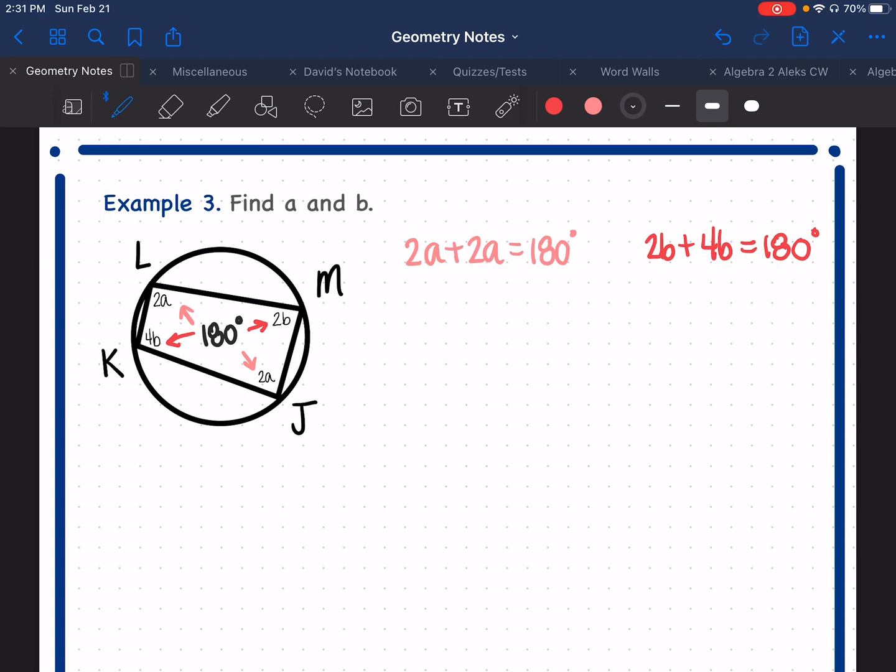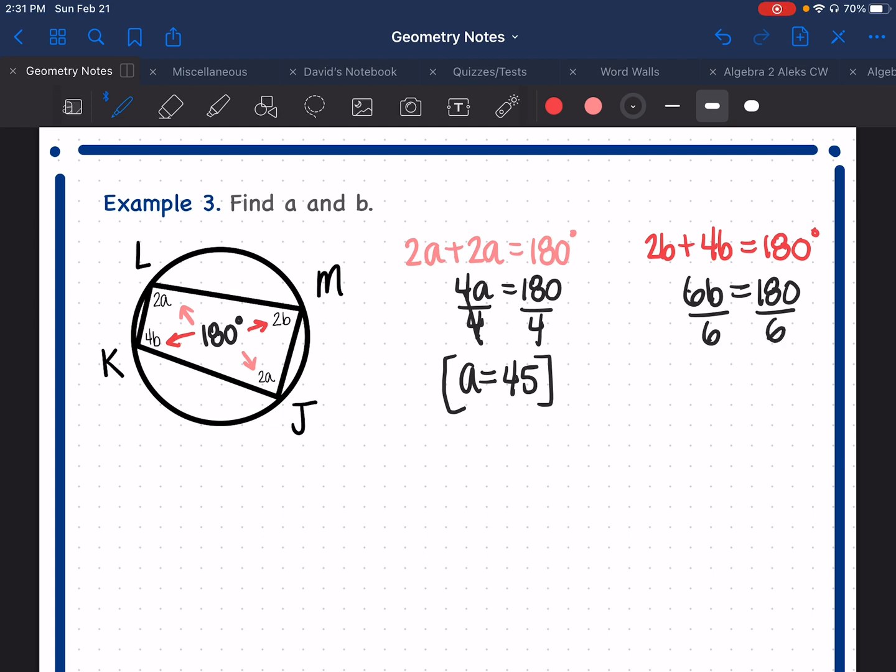So 2A plus 2A is 4A equals 180. I'm going to divide 180 by 4. A equals 45. There we go. And here I'm going to go ahead and add 2B plus 4B, that's 6B equals 180. I'm going to go ahead and divide by 6. B equals 30.